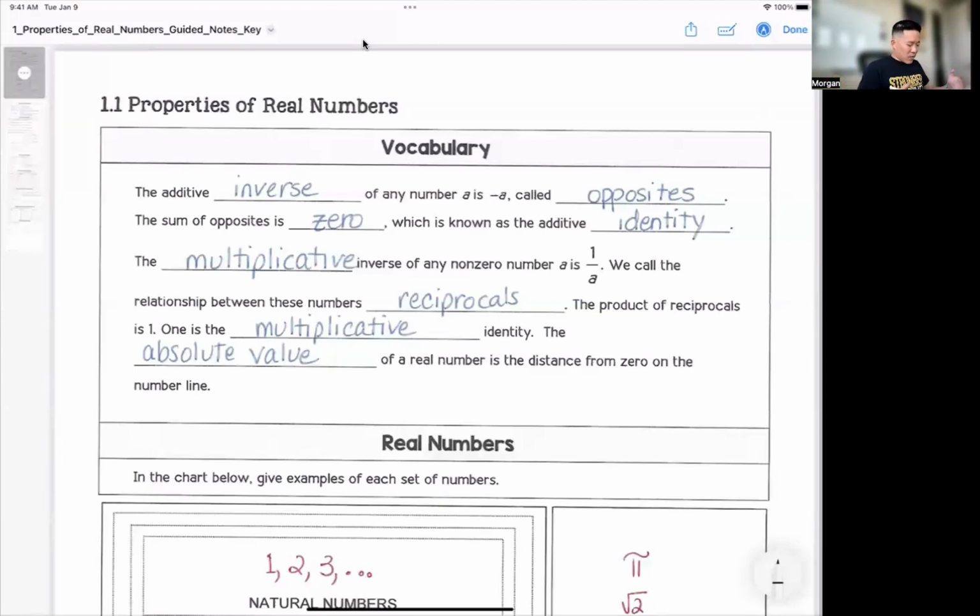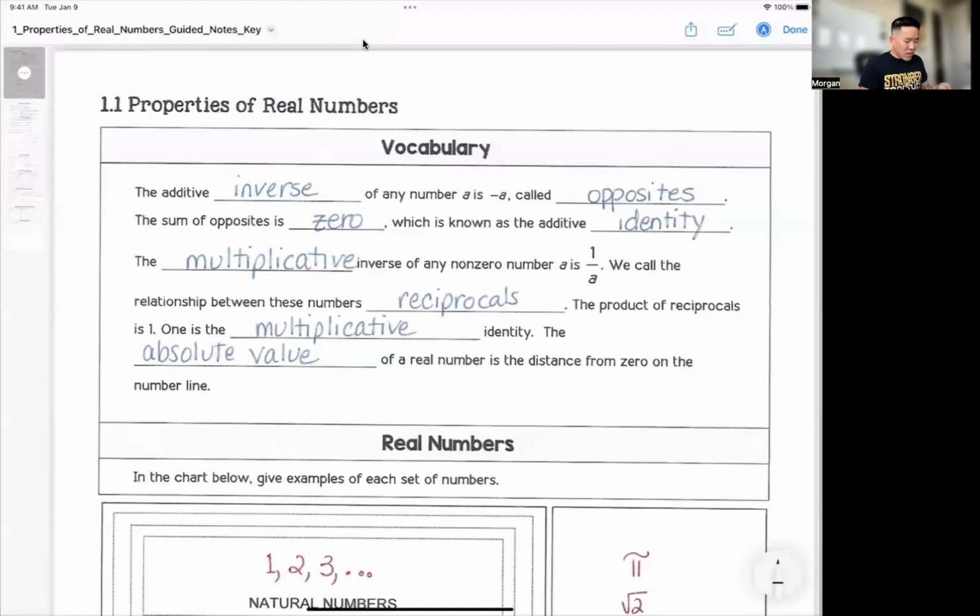If you want to pause, this would be a great place to pause and write stuff down so you can listen to it later. We're going to start with an additive inverse. An additive inverse is something that when we add it together, it makes our identity. So there are all those words in here.